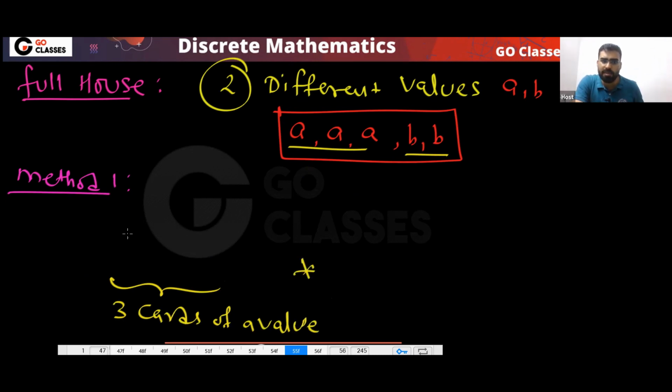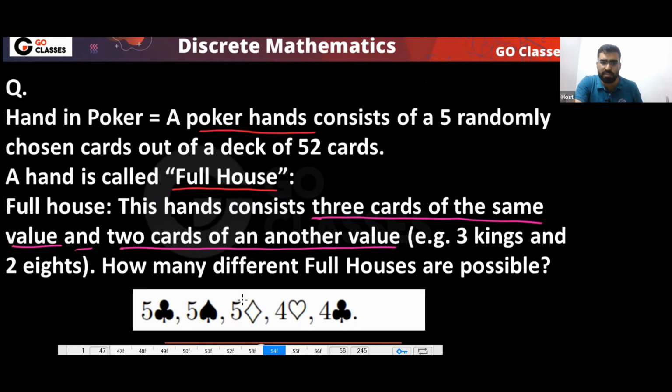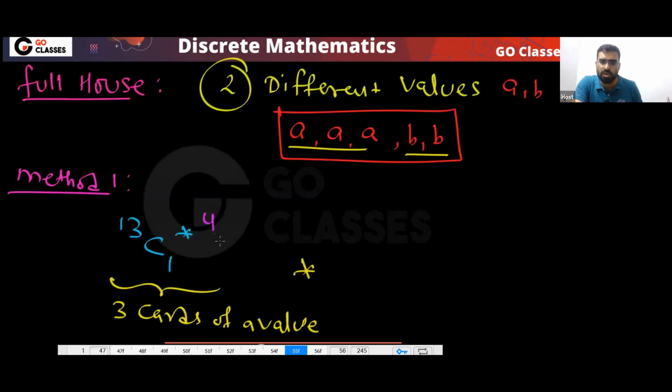That card can be from 13 values. You can select one value, correct? Yes or no? From 13 values, you can select one value. After selecting one value, for example, let me select 5, I should select 3 suits. From 4 suits, I should select 3 suits.